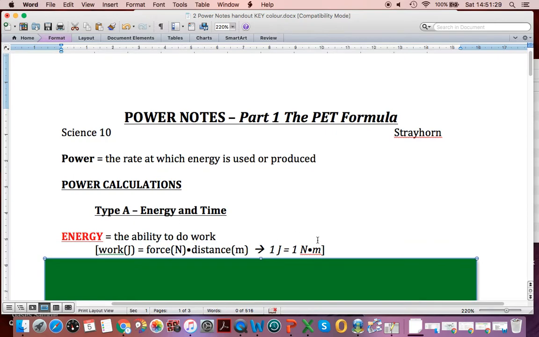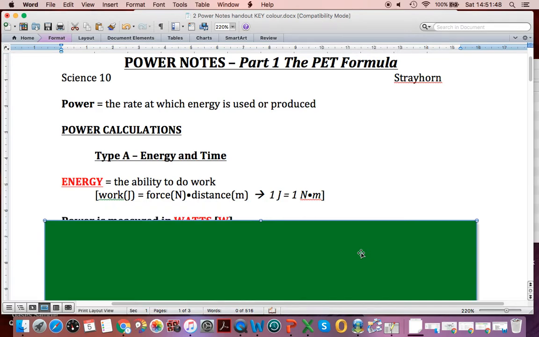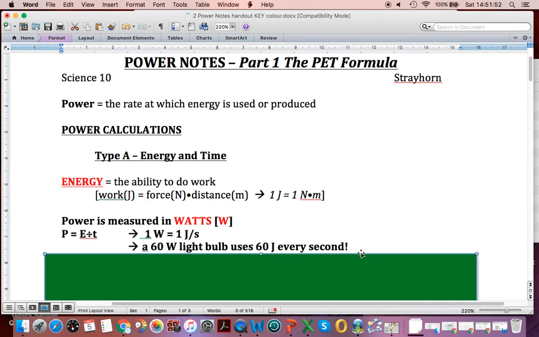Well, we have a formula and it's related to energy and time. Energy we know is the ability to do work, and we have work which is energy in joules, force in newtons, distance in meters, and it turns out 1 joule equals 1 Newton meter. That's the way they talk in physics. It sounds very strange, but if you go on in physics, you'll quickly get used to it. Well, power is measured in watts, and power is energy divided by time. So P for power, E for energy, and a little t for time.